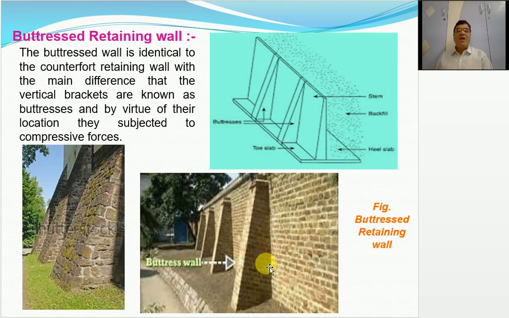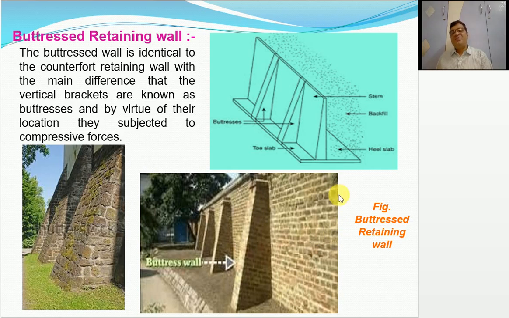Okay, buttress retaining wall. Now, buttress walls are identical to counterfort retaining wall, with the main difference that the vertical brackets are known as buttresses, and these are provided on the opposite side. That means on the front side of the retaining wall. So this is the backfill side, and this is the front side of the retaining wall. Here are some of the photographs. This is the stone masonry buttresses. This is the brick masonry buttresses, which are provided on the front side.